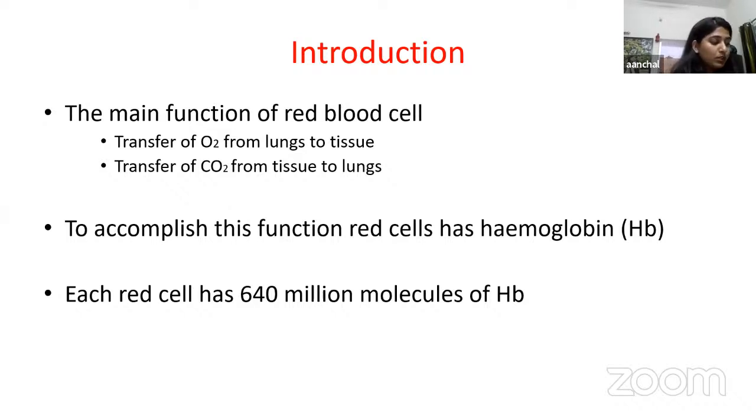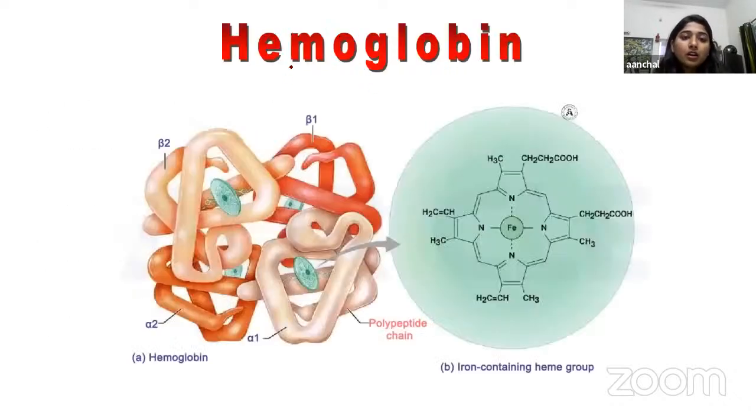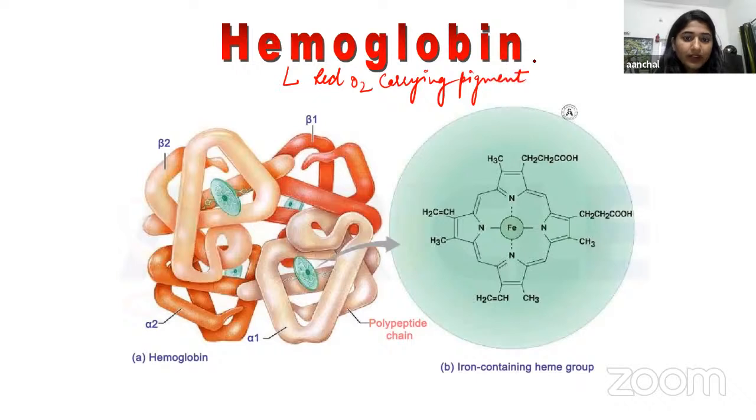So what is hemoglobin? Hemoglobin is a red oxygen carrying pigment present in the RBC, and it contains a protein, globin, united with the pigment heme. Okay, so what is hemoglobin? Hemoglobin is a red oxygen carrying pigment. Right? Now, talking about the structure of hemoglobin.